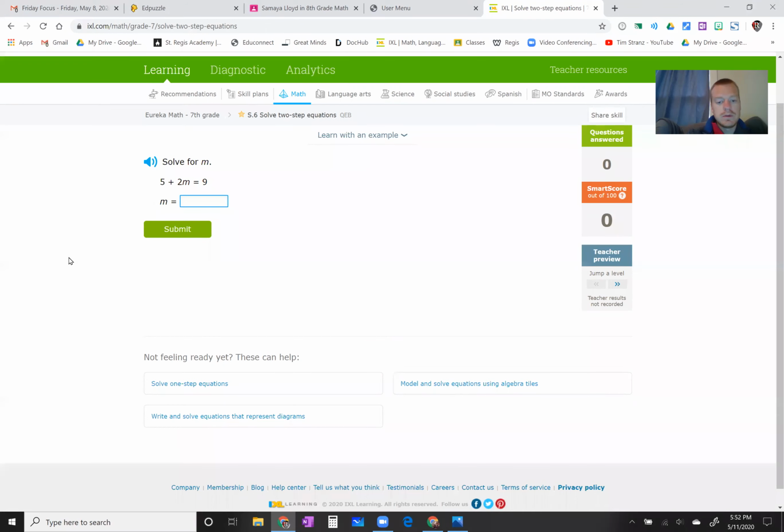So the whole point of these problems, remember, is to get the variable all by itself. So this is what we get, okay? We need to get this m all by itself on one side of the equation. That is what we're trying to do, okay? In order to do that, we need to do some inverses. Remember, inverses are the opposite of what's already happening. So let's look. We got 5 plus 2m equals 9.